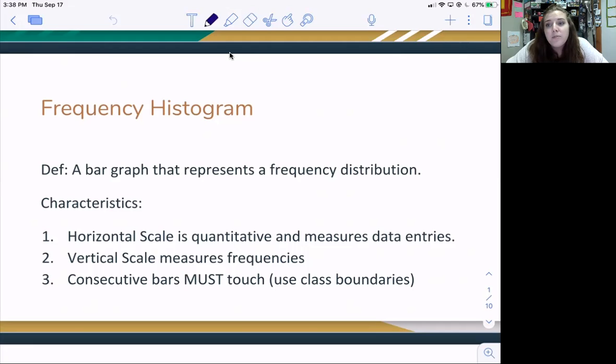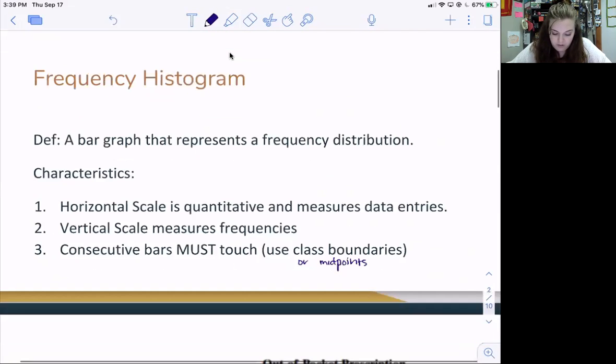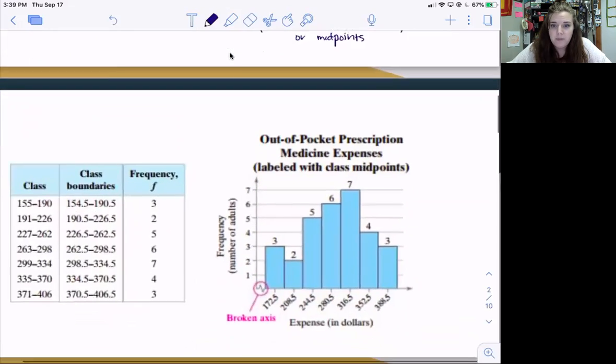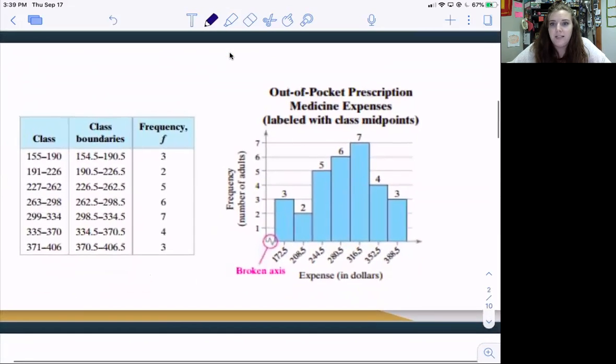This is why most commonly we use class boundaries to graph. But you can use either class boundaries or midpoints, and we're going to look at examples of both. So this first example from your book shows using the class midpoints. Here you can see that we have a broken axis, which means that we have a jump from 0 to the first midpoint of 172.5.